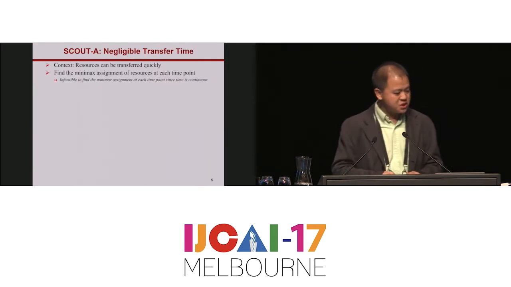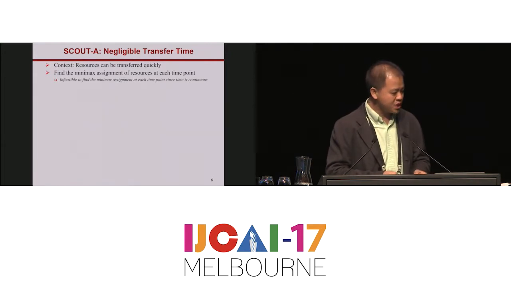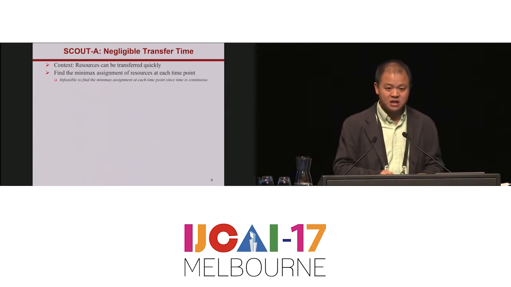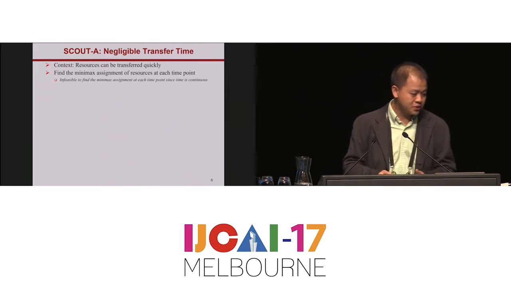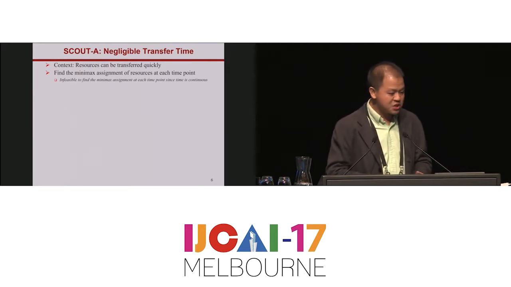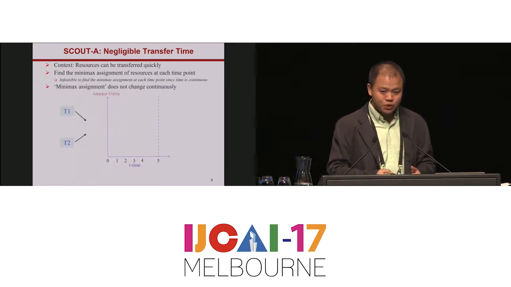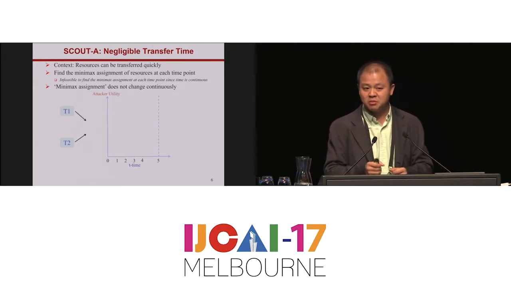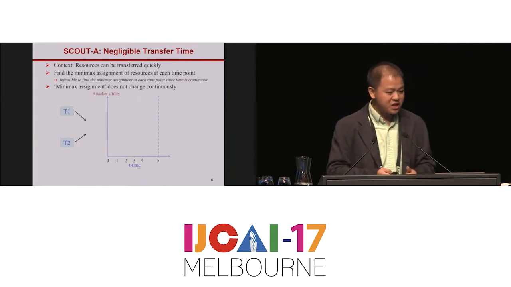So we start with some simple model where we think the transfer time can be ignored. So we can just quickly transfer resources. If we want to compute the optimal strategy at a single time point, that's easy. We can just compute the minimax strategy at any time point. But here the problem is that time is continuous. We cannot apply that. So what we found is that the optimal strategy will not change continuously. The optimal strategy at 8 a.m. might still be optimal for the next 5 minutes. So that's something we can exploit.